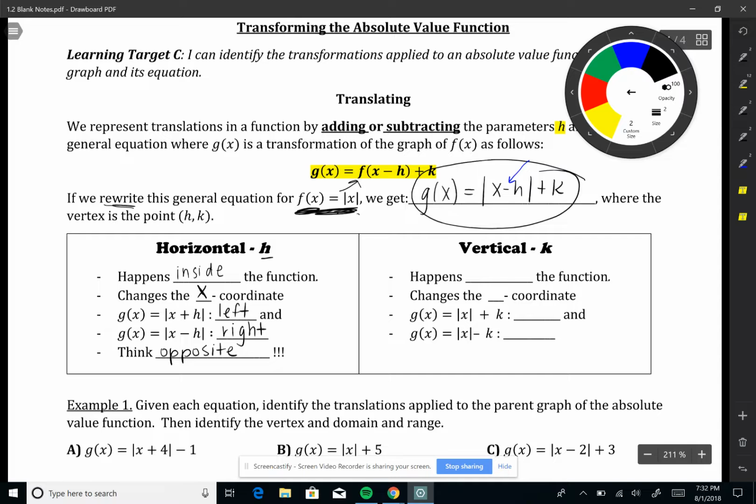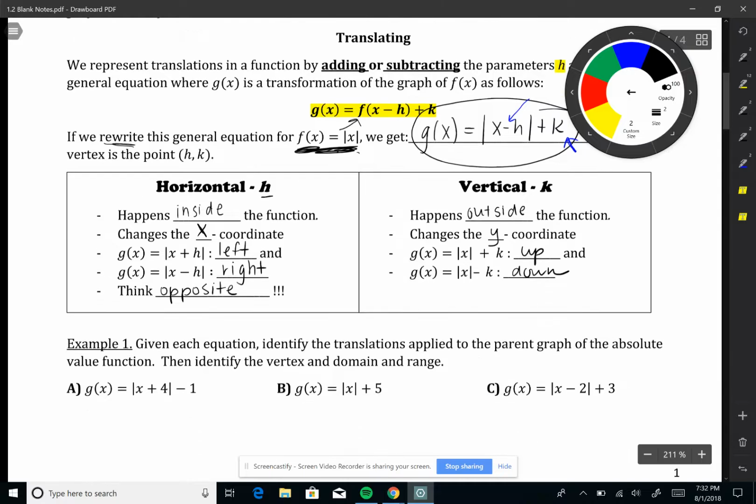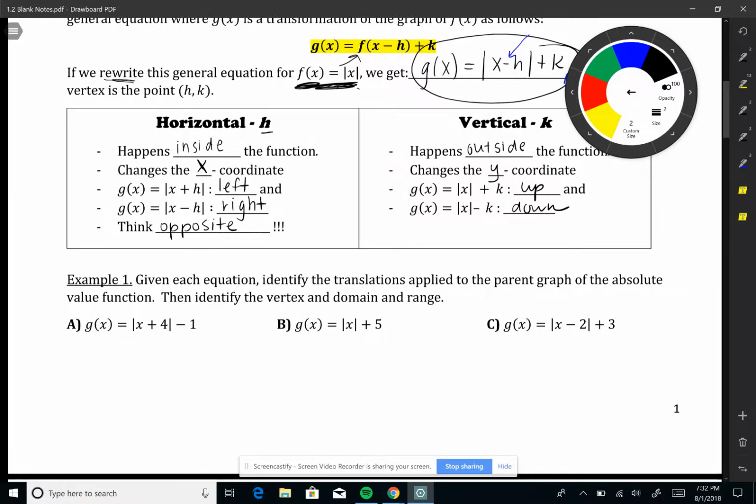Vertical is on the outside of the function. Our k value comes after the function, so it's not inside the absolute value bars. It's outside of it. It could actually be in front of it, but we generally like to write it at the back. It changes the y coordinate because it's vertical. If we have the absolute value of x and we add k, that will move up. And if we subtract k, that will move down. So go ahead and keep those boxes in your sight when we do these examples.